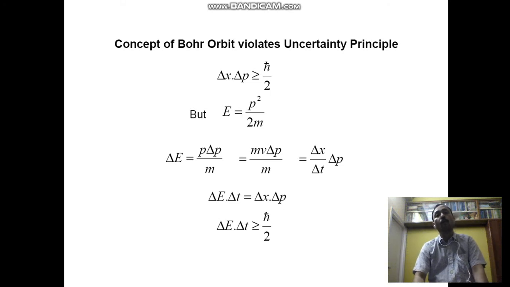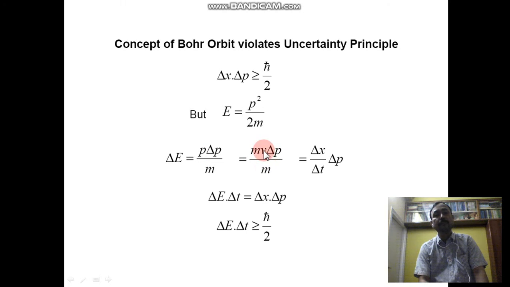Concept of Bohr orbit violates uncertainty principle. Now, from uncertainty principle, Δx Δpx ≥ ħ/2. But energy E is equal to p²/2m. So, ΔE is equal to 2pΔp/2m. The 2 in the numerator and denominator will cancel out. It becomes ΔE is equal to pΔp/m. p means mv, momentum, Δp/m.